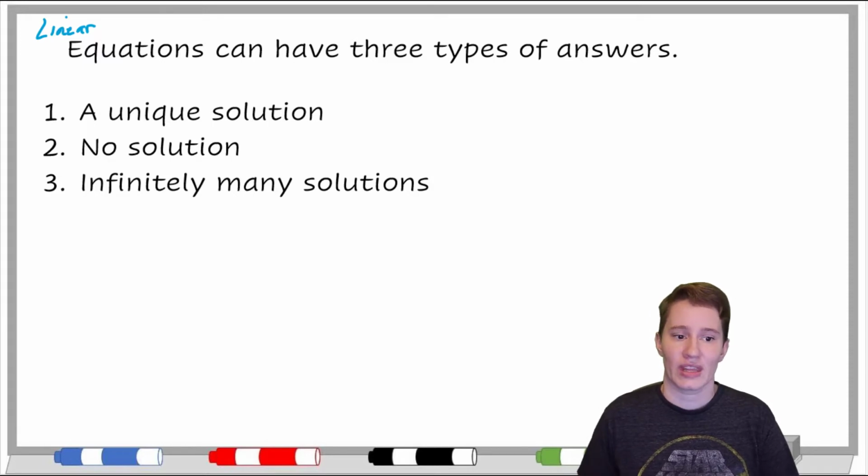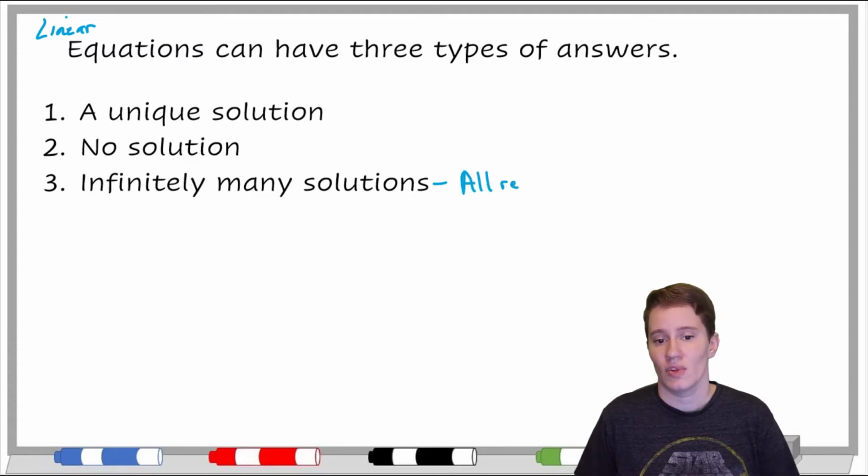And the third one is that we could have infinitely many solutions. In the case of linear equations in particular, that means that our solutions are actually all real numbers. Infinitely many refers to the idea that there's a lot, right? Too many to count. Infinite means too many to count. Infinitely many solutions means there are too many solutions to count.